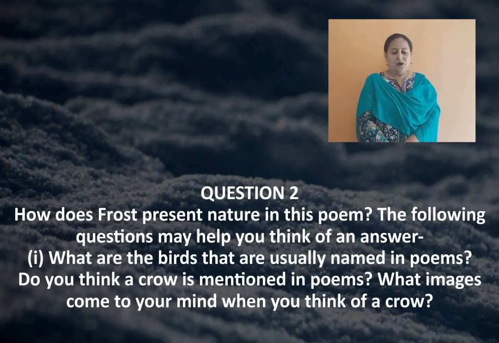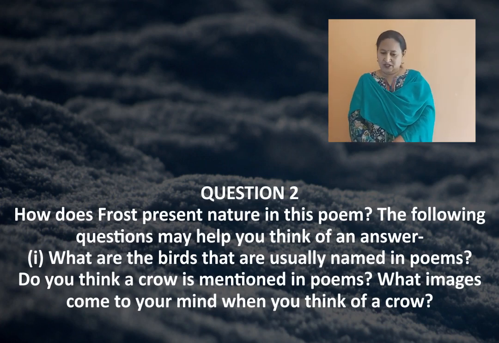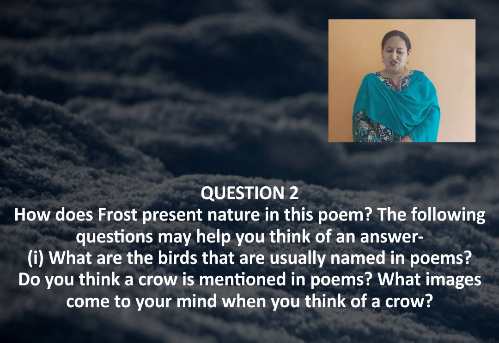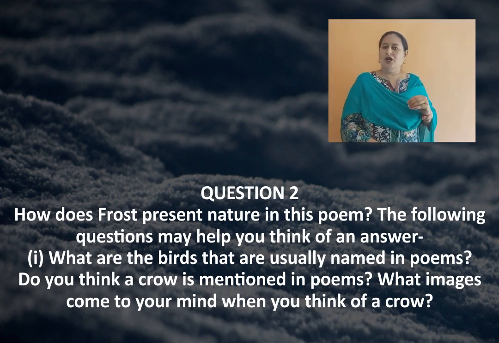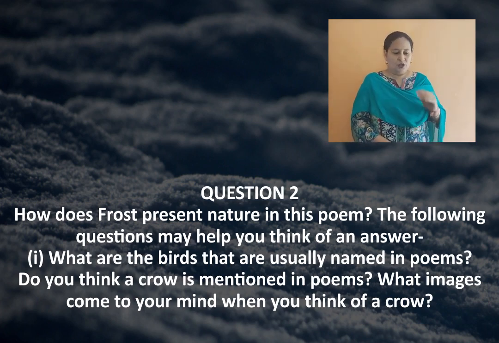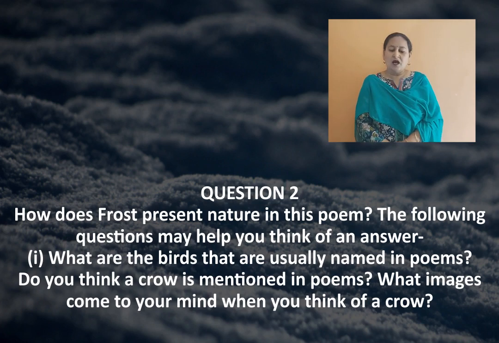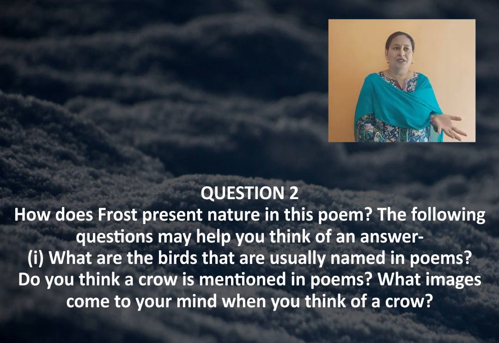Now let's take the second question. How does Frost present nature in this poem? The following questions may help you think of an answer. Now this question again has got 3 parts in it. Let's take the first part first. And the first part also has subparts in it. So the first part is, what are the birds that are usually named in poems? Usually the birds that are named in poems are cuckoo, nightingale, lark, skylark, etc.